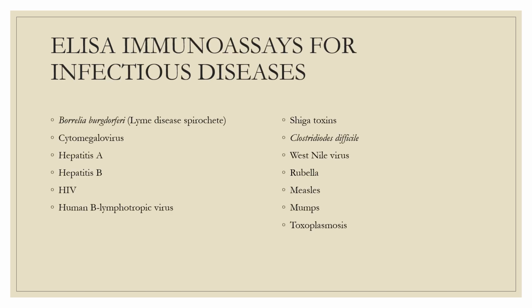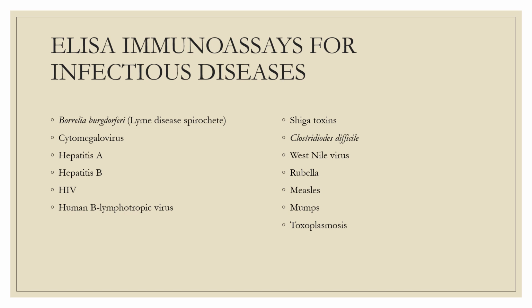ELISA is a nice immunoassay for detecting infectious diseases where they're too difficult to detect in microbiology, whether that be a viral disease or a disease of a fastidious organism that's too difficult or slow to grow in microbiological media. So the ELISA immunoassay can look for lots of infectious diseases, including the Lyme disease spirochete, which is Borrelia burgdorferi.